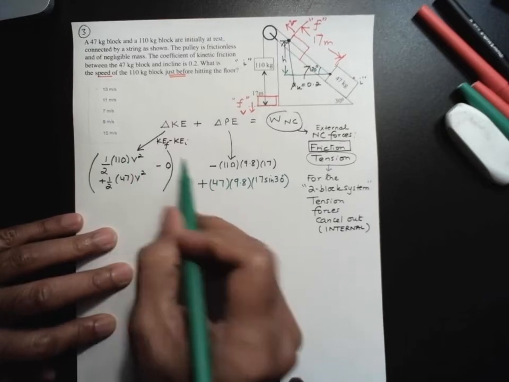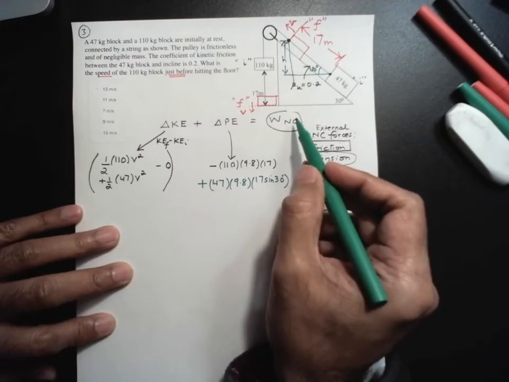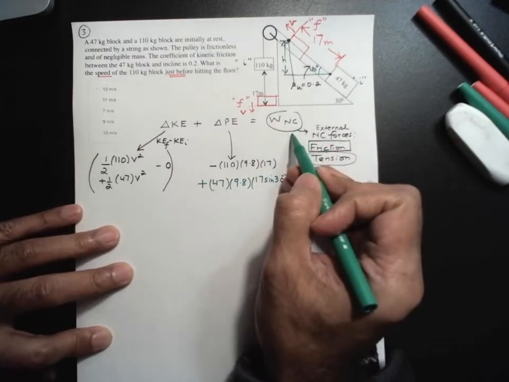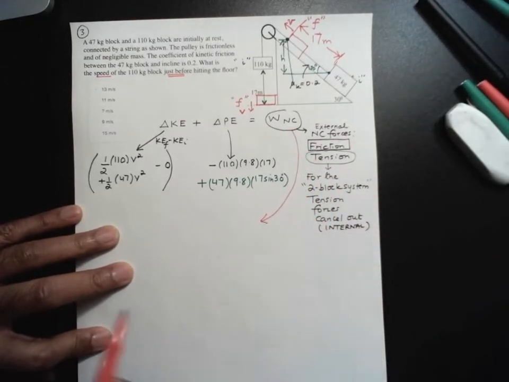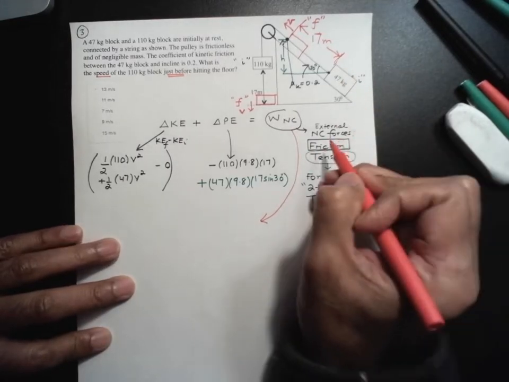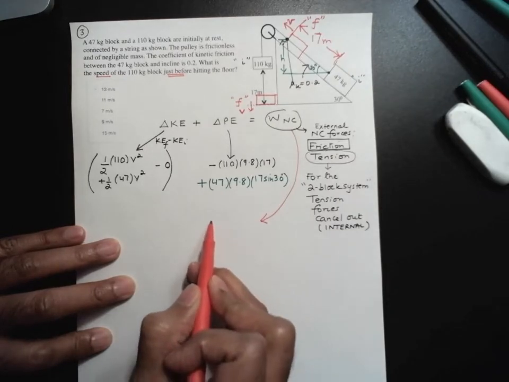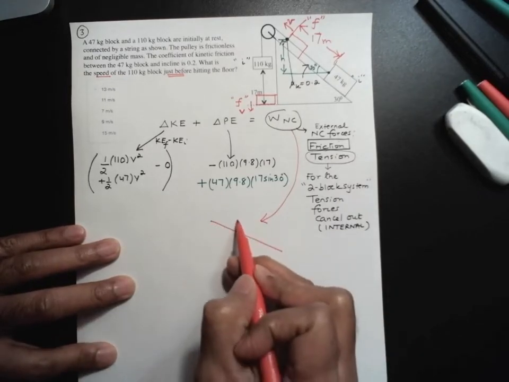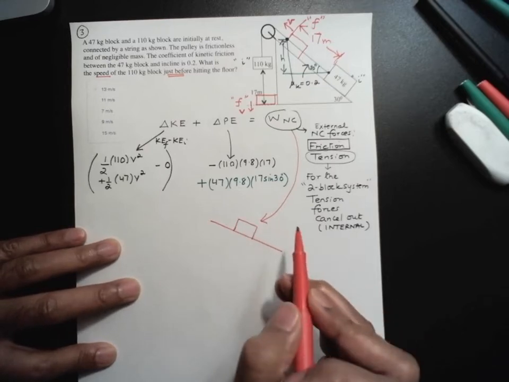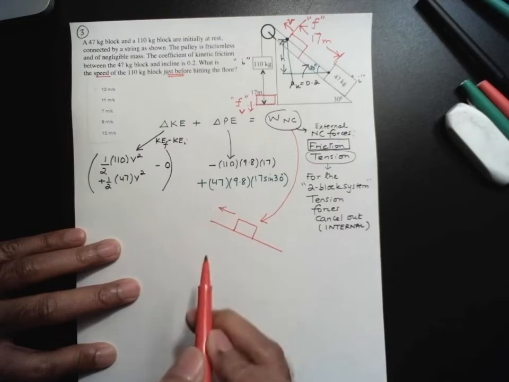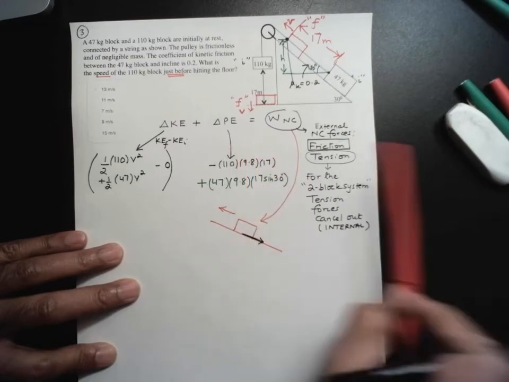Okay, so we got that, and the change in kinetic, change in potential, and now what's left is this work done by the non-conservative force. So let me pull that out here. Okay, so work done by non-conservative force, there's only the friction, so let's just look at that. So here's the incline, here's the block, okay, 47 kg block, and as it's moving in this direction, there's a frictional force acting on it.